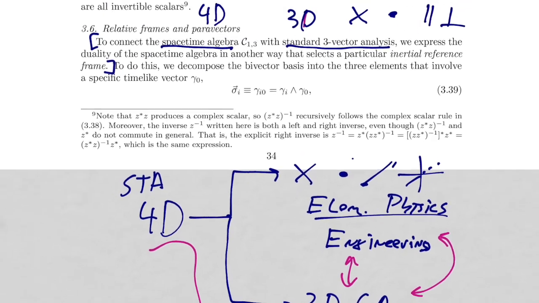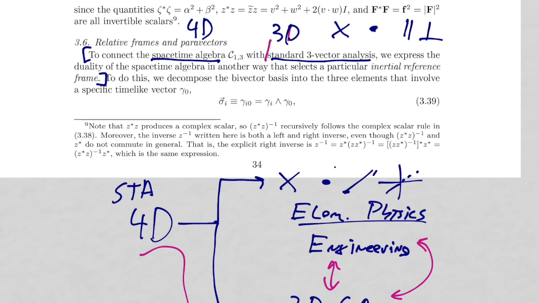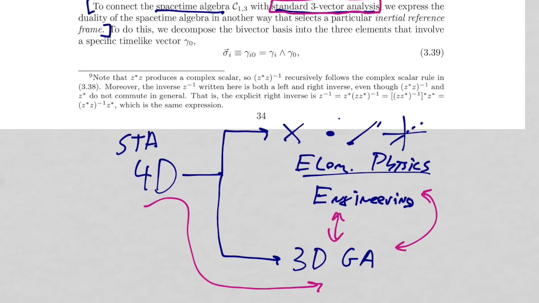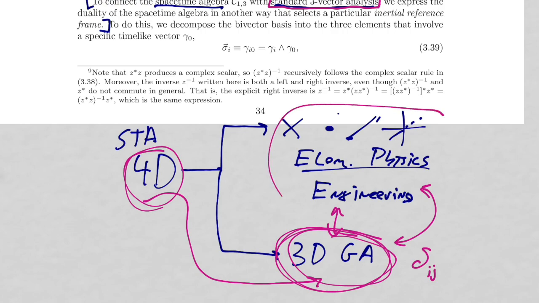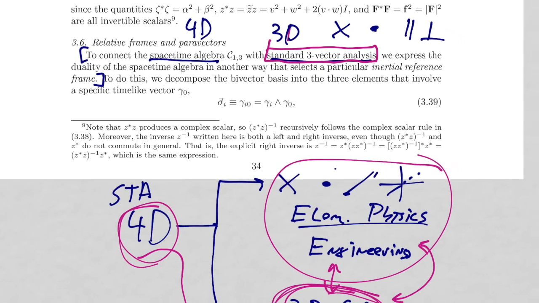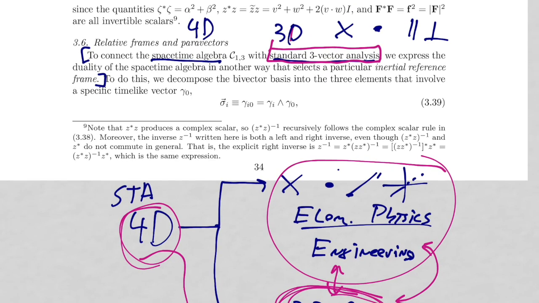All right, so the way they state it here is they talk about the standard 3 vector analysis. But I think what we're really going to see is that they're really connecting the 4D space-time algebra to the 3D geometric algebra that has a Euclidean metric, right? The Euclidean metric, which is essentially the geometric algebra of elementary physics. Okay, phew. So then it talks about how we're going to select a particular inertial frame.